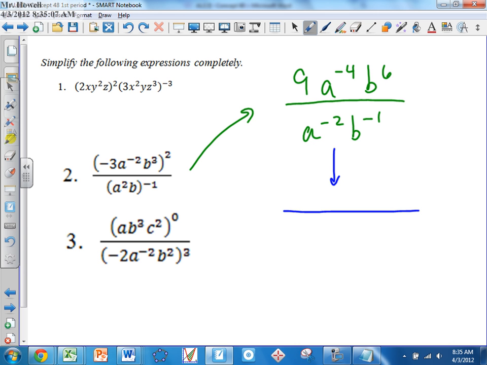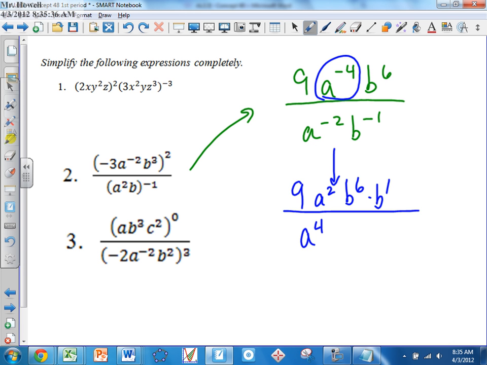So the 9 stays up top. A to the negative 4 becomes a to the 4 down below now. I take it from the top up here, and I move it down below as a positive. I take the b to the 6th, and I leave it up top. I take the a to the negative 2 that was in the bottom and move it to the top as a to the positive 2. B to the negative 1 that was in the bottom, I move it to the top as b to the positive 1. Then I'll just simplify.